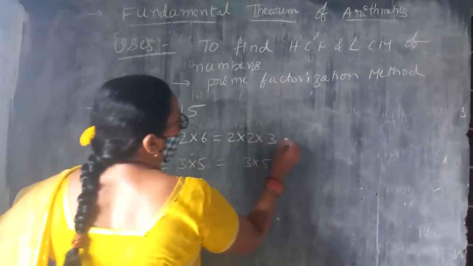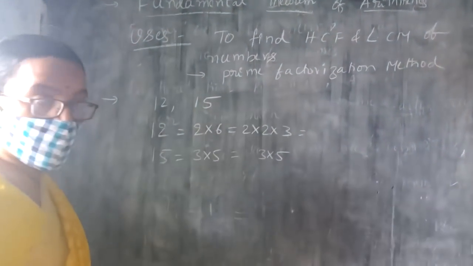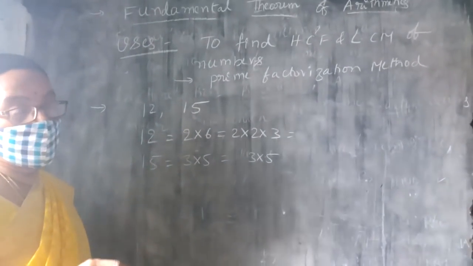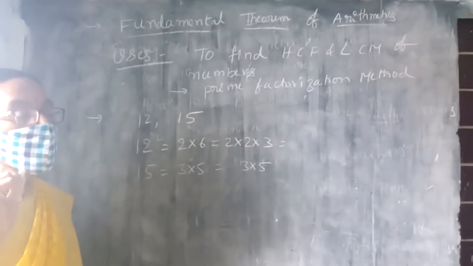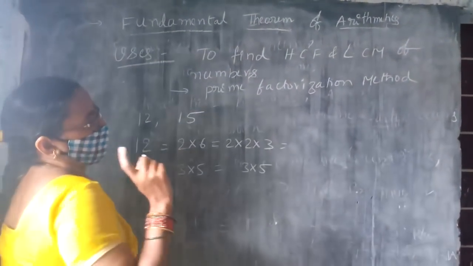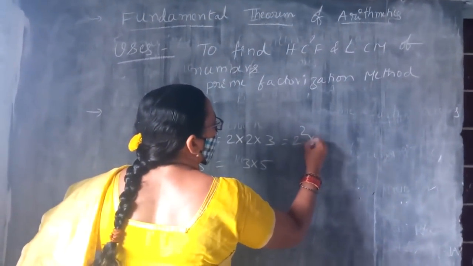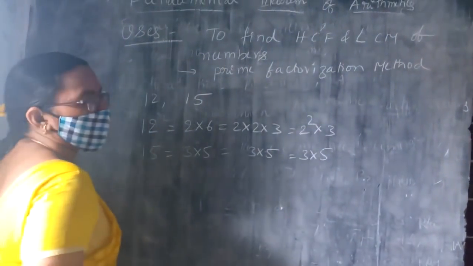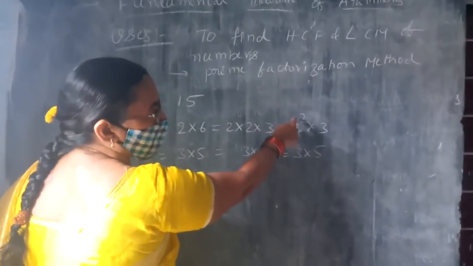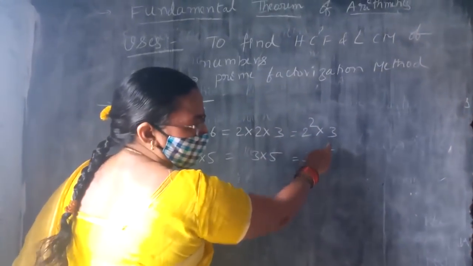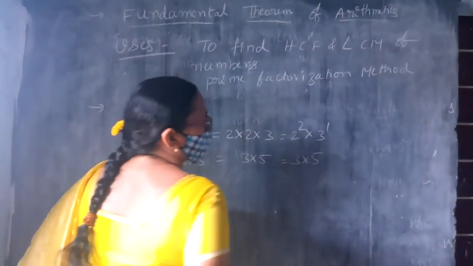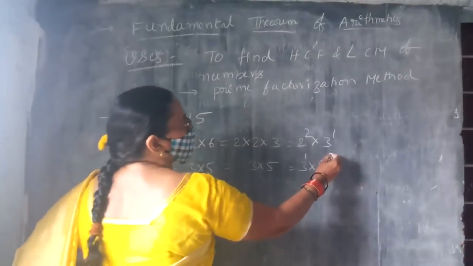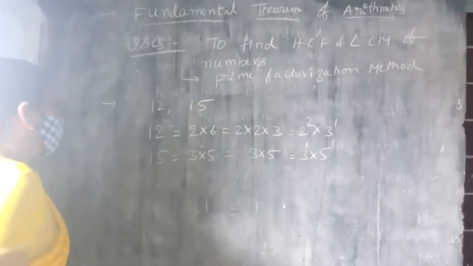Now we can write it in exponential form. We know how to write the given prime numbers in exponential form; already we learned in 8th class exponents and powers. 12 is 2 square into 3, and 15 is 3 into 5. Here 2 is the base and 2 is the exponent. Here 3 is the base. What is the power? 1. Here 5 is the base. What is the power? 1.